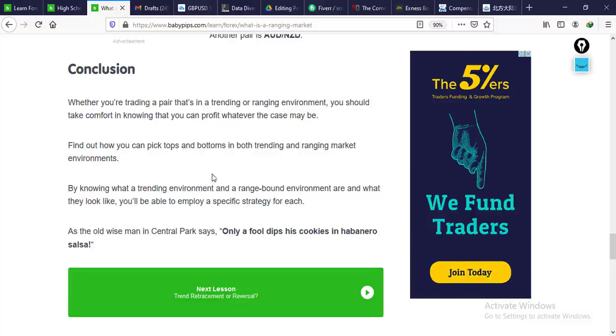Find out how you can pick tops and bottoms in both ranging and trending market environments. By knowing what a trending environment and a range bound environment are, you are able to employ a specific trading strategy for each.